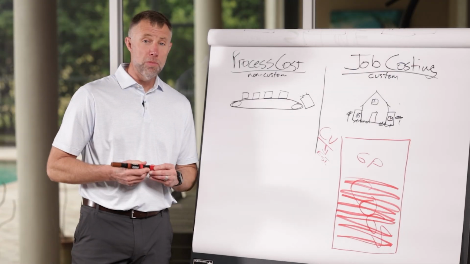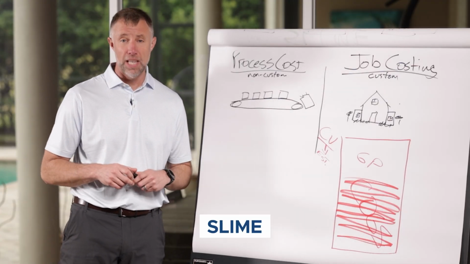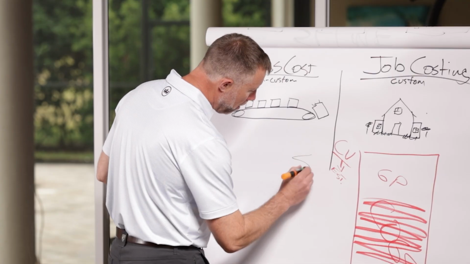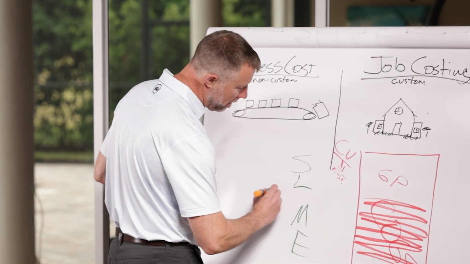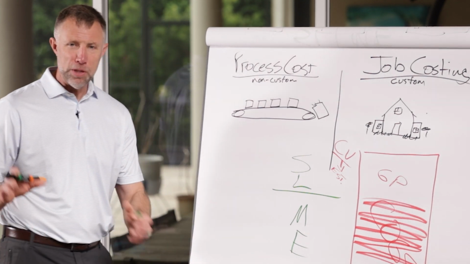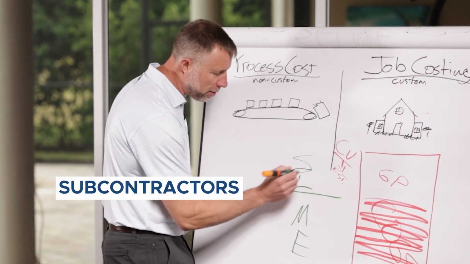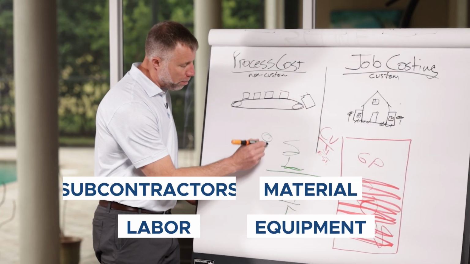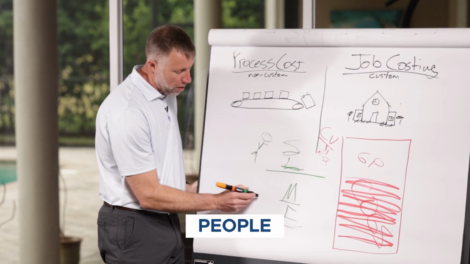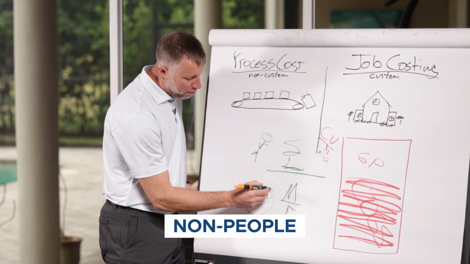And so the easiest way to remember your cost of goods is something that we call SLIME. And so the SLIME is made up of these component parts, S-L-M-E, with a line in the middle. Now the line is supposed to be an I, but you get it. So SLIME is subcontractors, labor, material, and equipment. And so these are going to be all your people items for your cost of goods up here, and down here are going to be all your non-people items.